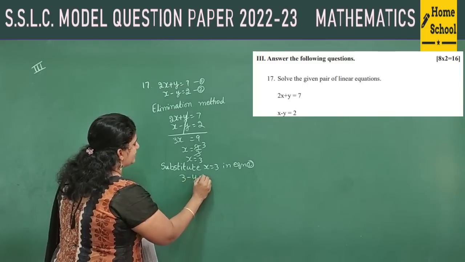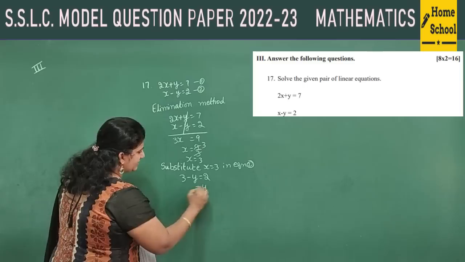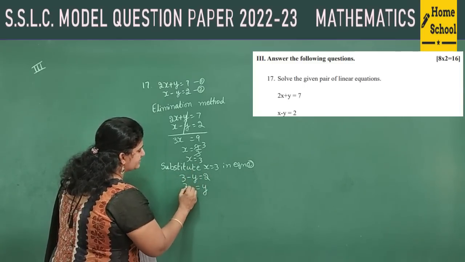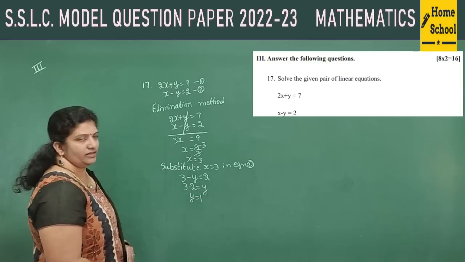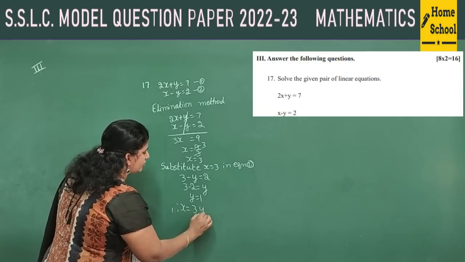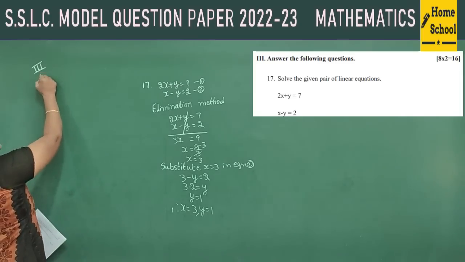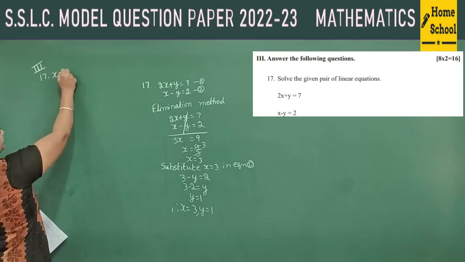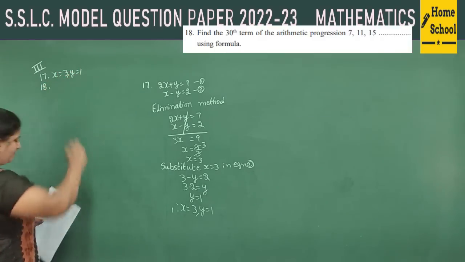3 minus y is equal to 2. Minus y transpose to the other side, plus y; plus 2 if it comes this side, minus 2. Therefore y is equal to 1. The solutions of the pair of linear equations are x is equal to 3 and y is equal to 1. Let me write the answers in short here: x is equal to 3, comma, y is equal to 1.